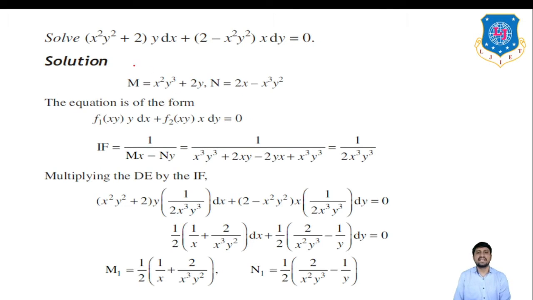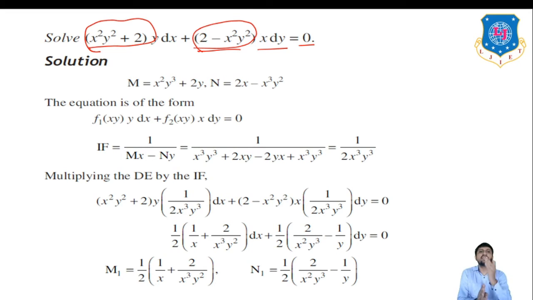Let's take one example. Here you can see this is a function of xy: x square y square plus 2. This is a constant, so we can take x raised to 0 into y raised to 0. Plus 2 minus x square y square, into x dy, equal to 0. So there is another function of xy. In each and every term the degree of x and y must be the same. Here this is my f1(xy).